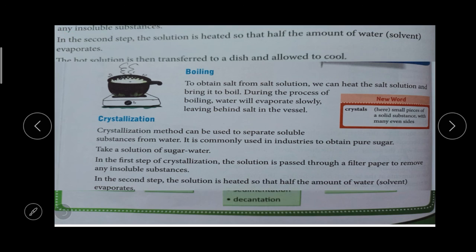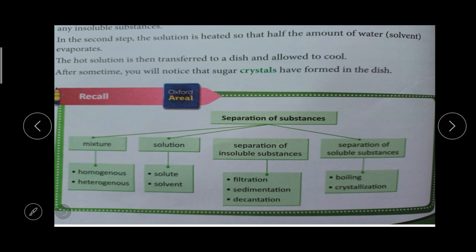So let us remember what we have learned. What is the topic of the lesson? Separation of substances. First we learned about mixtures, and the types of mixtures: homogeneous and heterogeneous. In a solution, solute and solvent. In the separation of insoluble substances, we learned filtration, sedimentation and decantation. In the separation of soluble substances, we learned two methods: boiling and crystallization.